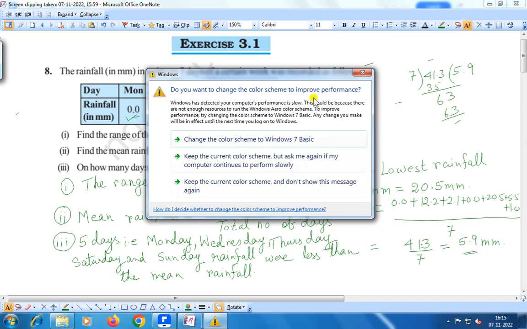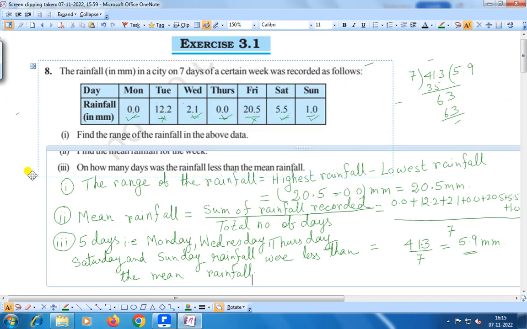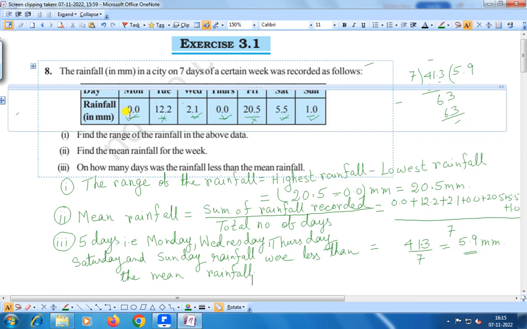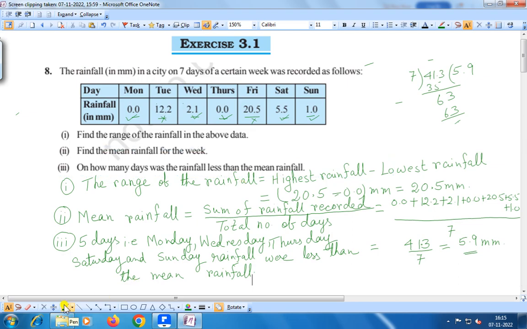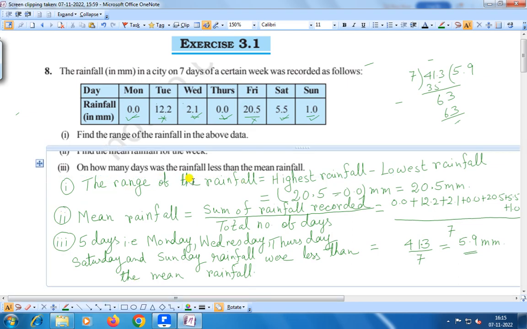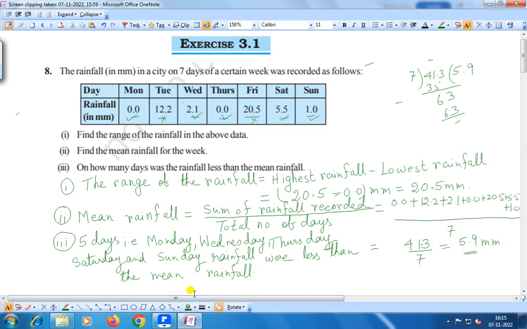Therefore you can say that the days are Monday, Wednesday, Thursday, Saturday and Sunday. Therefore we can say, how many days was the rainfall less than the mean rainfall? 5 days, that is Monday, Wednesday, Thursday, Saturday and Sunday rainfall were less than the mean rainfall.